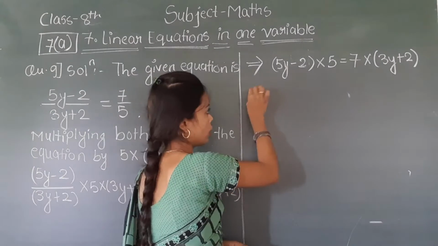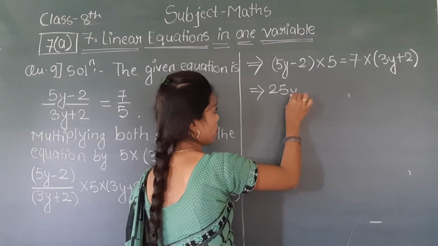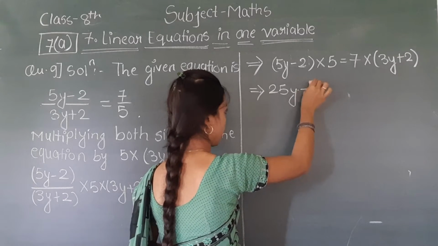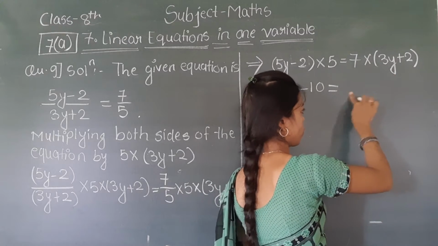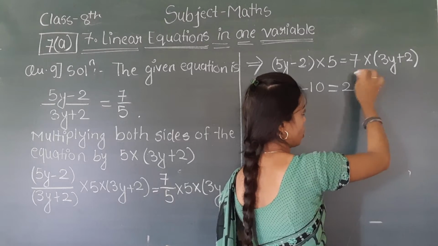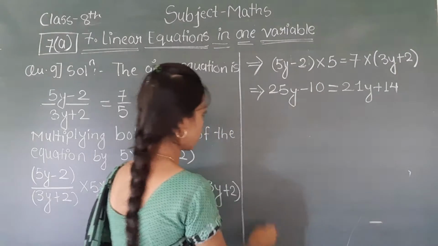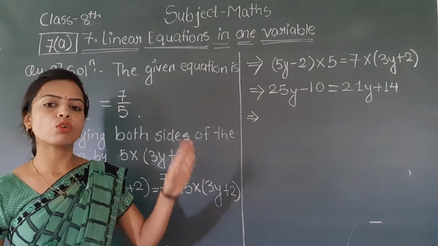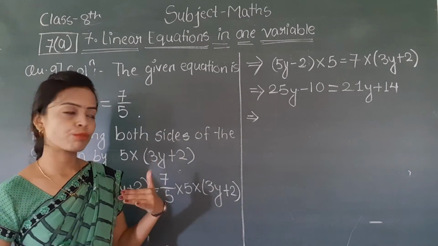Okay, now the next step is you have to multiply, that means open the brackets here. So 5 into 5 is 25y, minus 2 into 5 is 10. It is equal to 7 into 3 is 21, so 21y, plus 7 into 2 is 14. Now the next step is to bring the variables to the left hand side of the equation. Whichever terms have variables, we bring them to the left side.